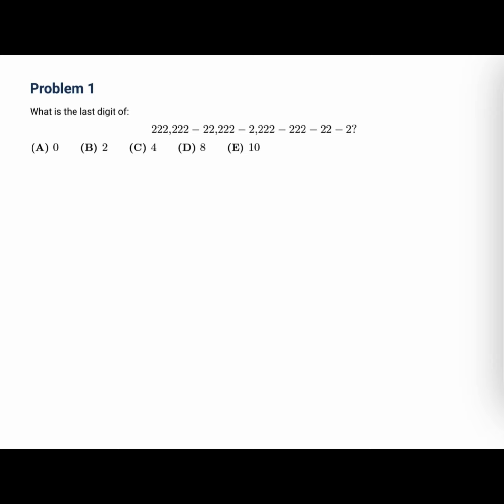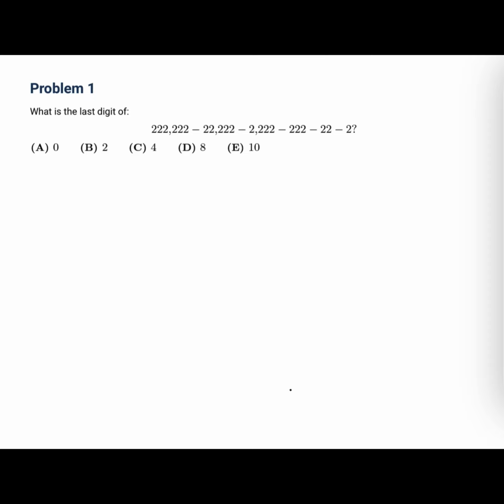1. What is the last digit of 222,222 minus 22,222 minus 2,222 minus 222 minus 22 minus 2? That was a mouthful. So, an obvious approach would be to subtract all the numbers, but since we are in a competition, that's not very efficient.